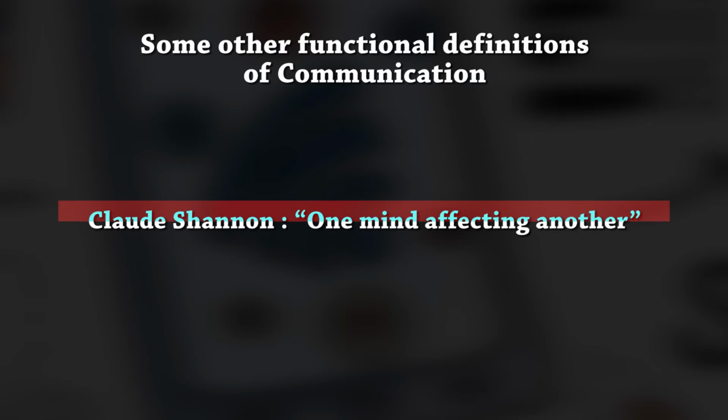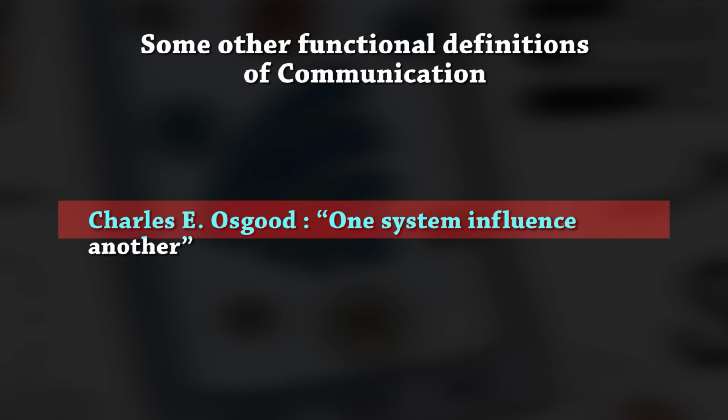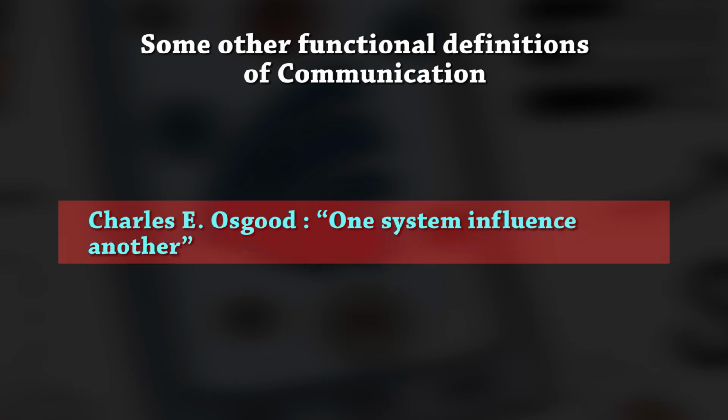Now Claude Shannon is another theorist. He is basically an engineer and a mathematician. He discussed one mind affecting another. Suppose a teacher is talking to you or suggesting something to you, so one mind is affecting another mind. A student is listening to the teacher and following the same path which the teacher is narrating. Another theorist, Charles E. Osgood. According to him, one system influences another.